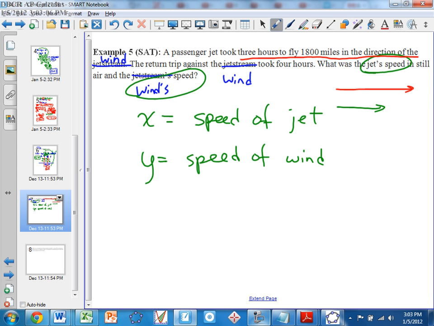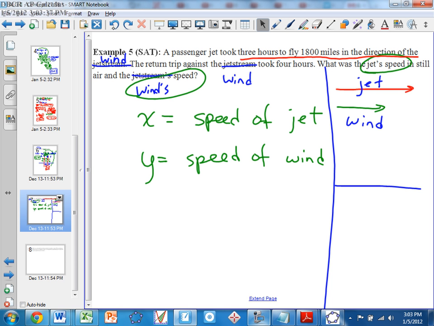Sorry, have you ever heard of vectors before or no? Physical science? Yeah, like the direction and magnitude of the force. Very good. So the idea is that the person is pushing this way, and the wind is that way. So on the way there, that's the jet, and that's the wind. That's our first scenario.